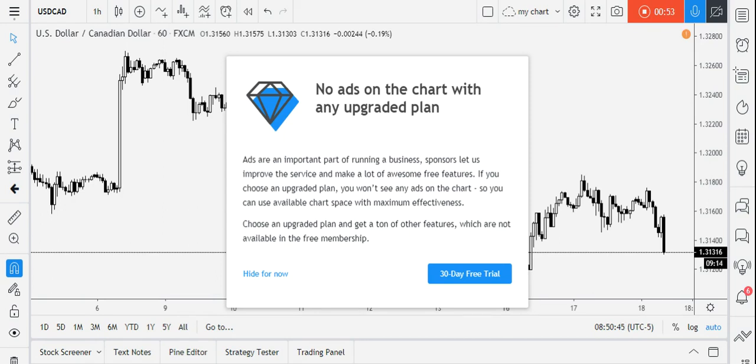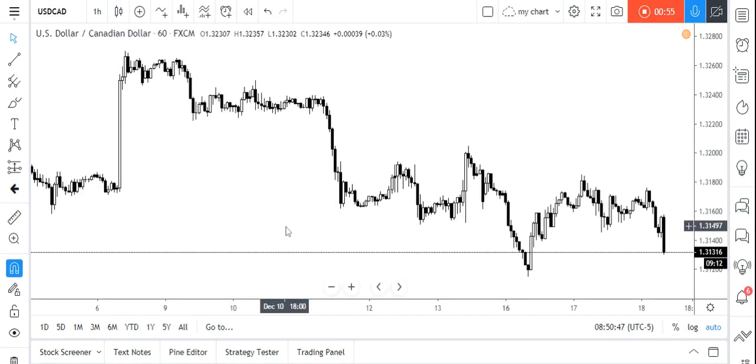Nevertheless, you can compare if you can enter right now or you want to place a sell limit at my entry point. So just a second, let me check. So my entry point is 1.31427. All right.